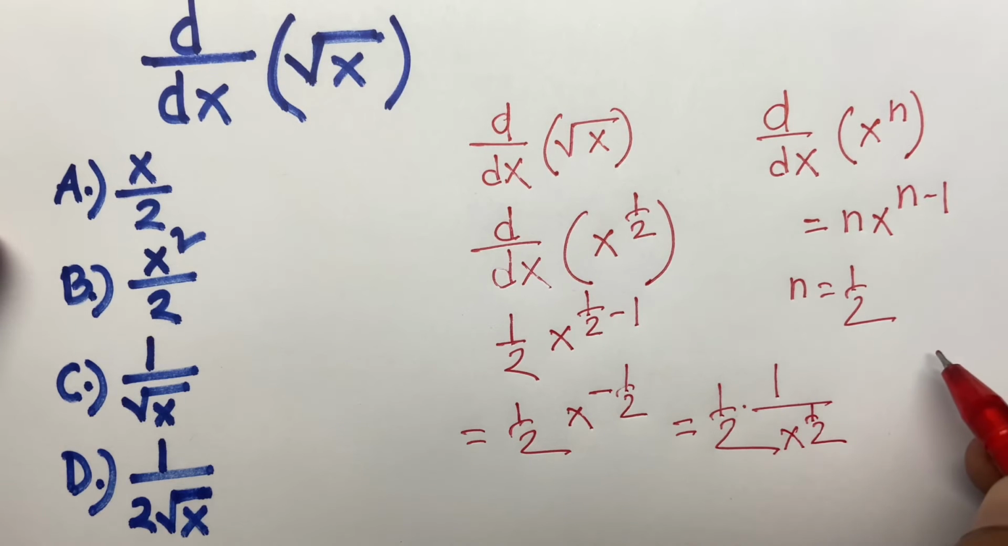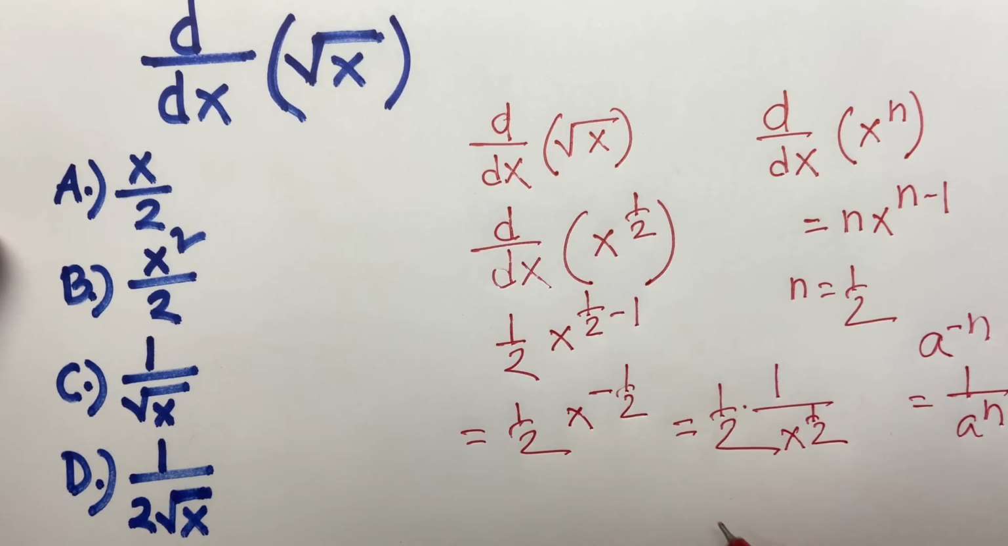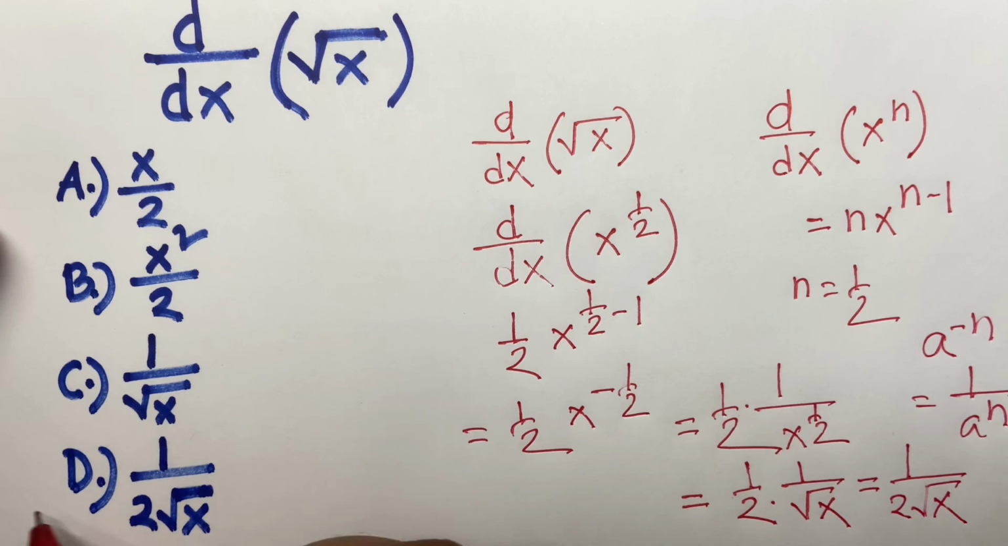We know that a to the power minus n equals 1 over a to the power n. I follow this formula in this line. Now I can say here is half and this is 1 over square root x. So easily, half times 1 over square root x equals 1 over 2 square root x. This is the answer. So option D is the right answer.